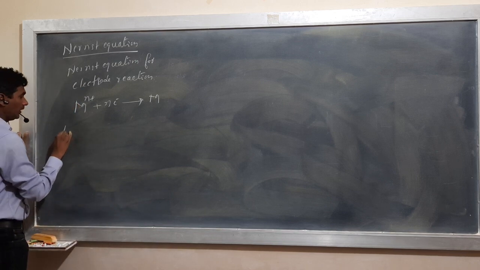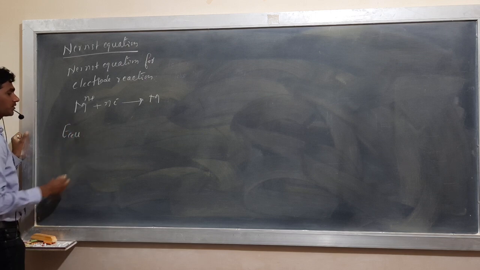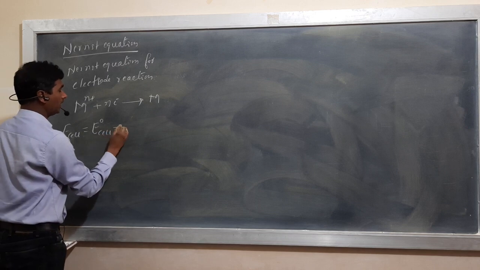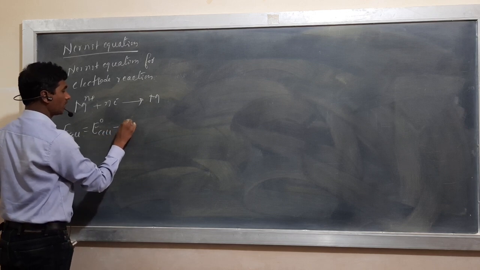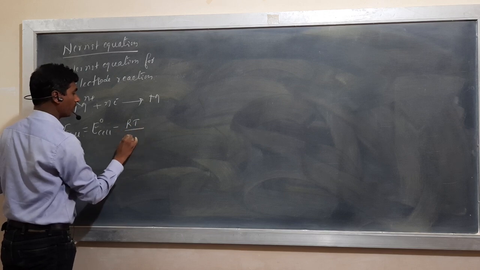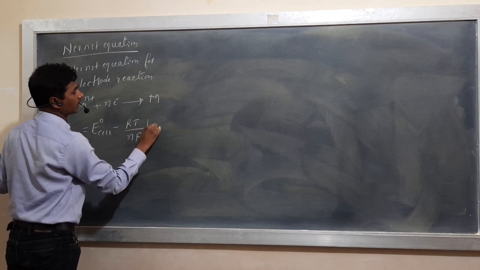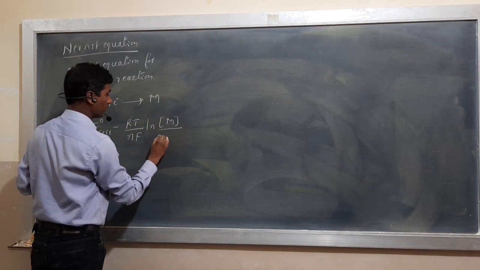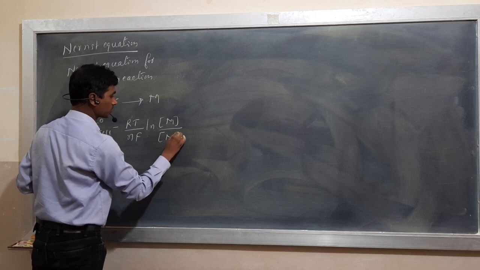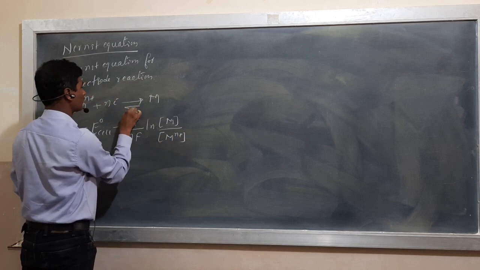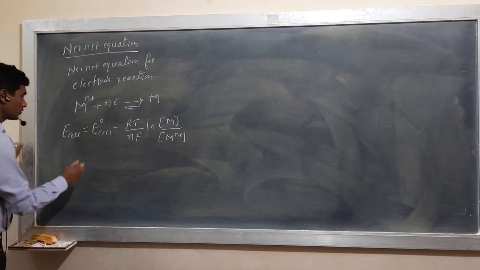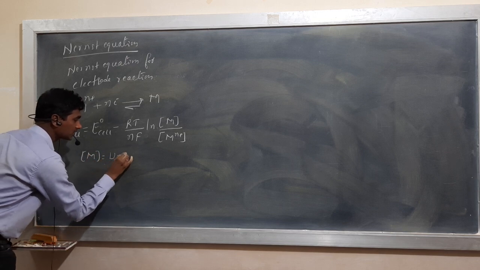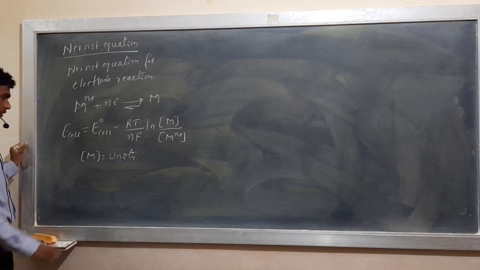Here E of cell is equal to, what is the Nernst equation? E of cell is equal to E naught of cell minus RT divided by nF ln of concentration of metal divided by concentration of Mn+. Here the metal concentration M is taken as unity.